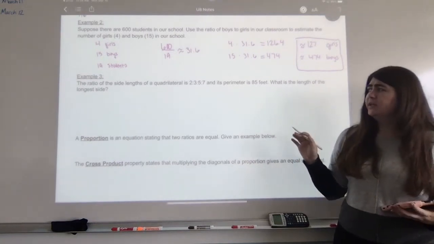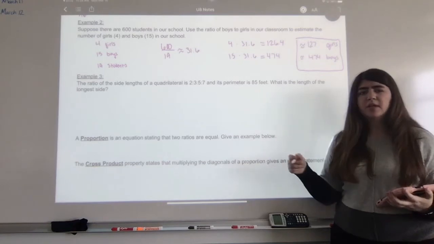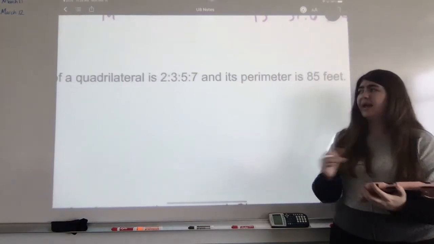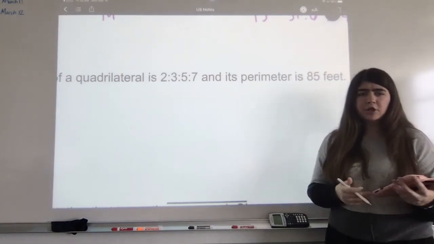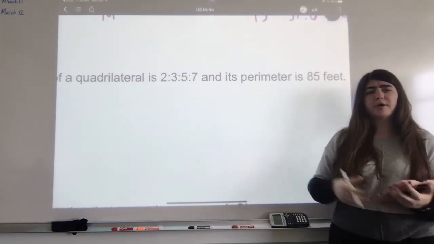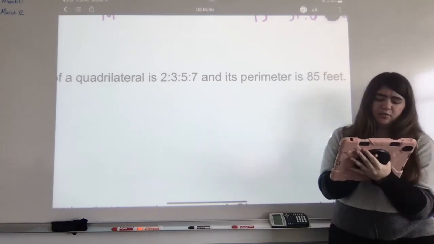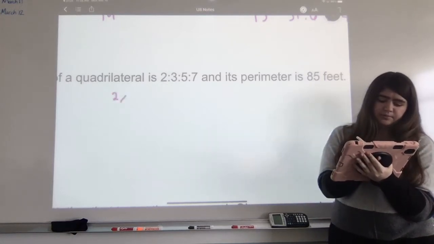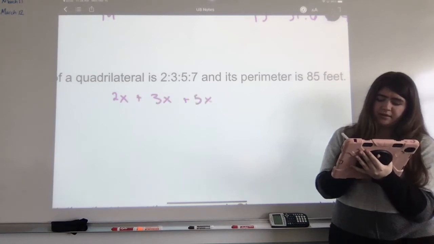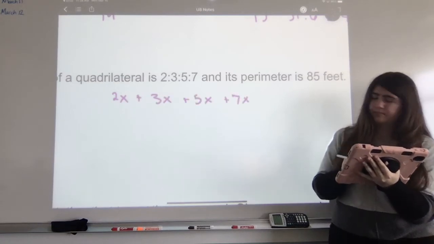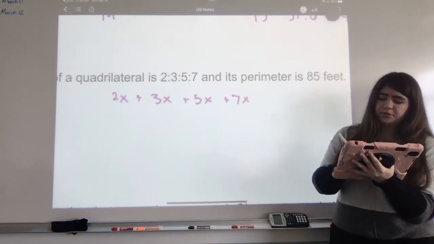So what we need to recognize here is that if we have a ratio of 2 to 3 to 5 to 7, we don't know exactly how long any of these legs are. So my ratio is going based on some unknown number. So I take that unknown number and I'm going to plug it in. So I have 2x plus 3x plus 5x plus 7x. And this is all going to add up to 85 feet.